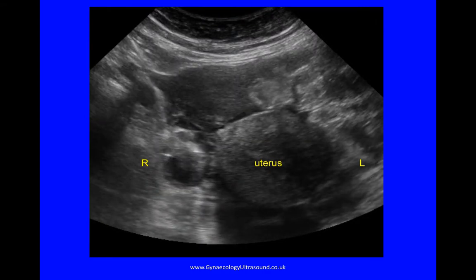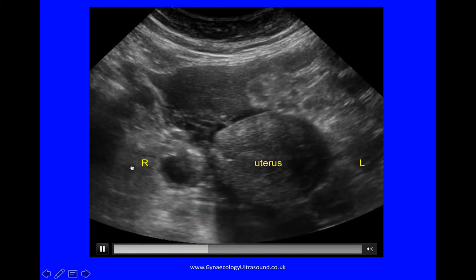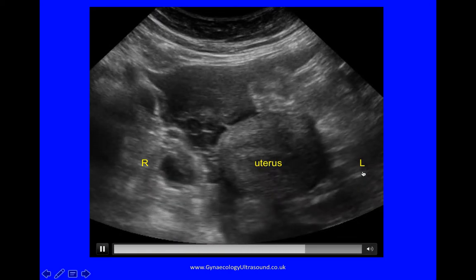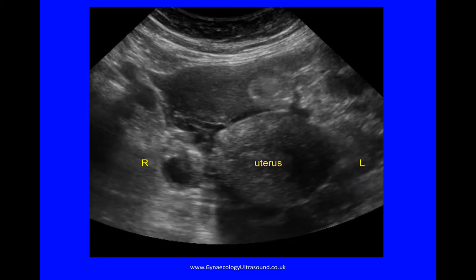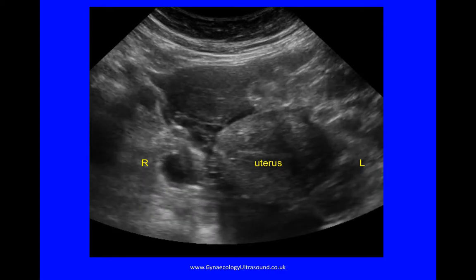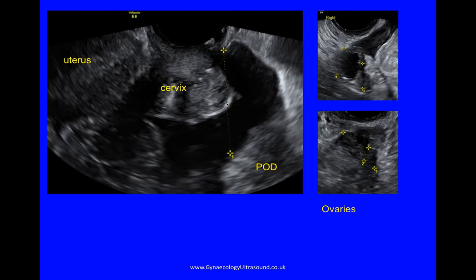This was a transabdominal ultrasound. Transverse view of the right side of the patient here, the uterus in the centre, and the left side of the patient here. Transabdominal view. This is a transvaginal view of the pouch of Douglas, the cervix and the uterus there. This is the pouch of Douglas. And here's a view of the right ovary and the left ovary.